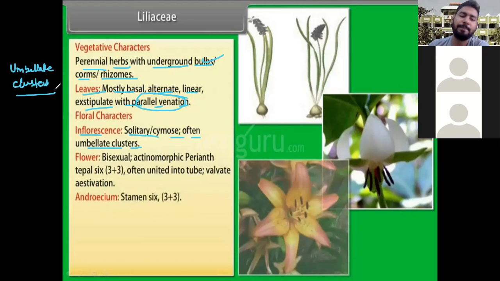Clear? Okay. Flowers are bisexual, actinomorphic. That means you know very well. Perianth means tepal is there. Tepals 6, 3 plus 3, and they have fused, meaning gamotepalous. Often united into a tube, and valvate aestivation. They have the valvate aestivation, meaning here already fused. There is not much need to separate calyx and corolla because they are already fused. Androecium: stamens 6, 3 plus 3. They are attached, meaning they are present in two different whorls. Okay.